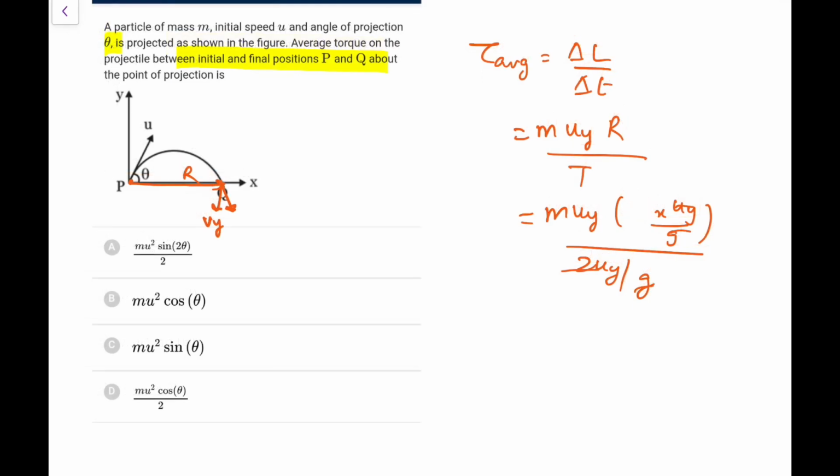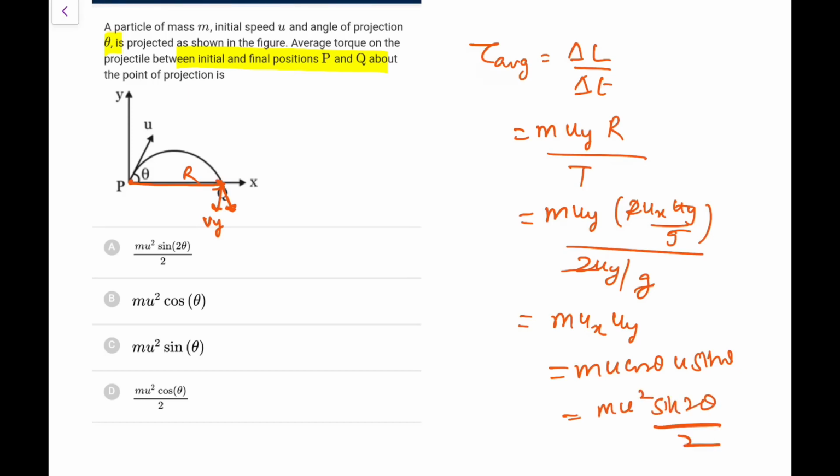Let me do it again. What we have is 2 Uy and g by g goes, so what you have is m ux Uy. So I can write it as m u cos theta u sin theta, which comes out as m u square cos theta sin theta. I can write that as sin 2 theta by 2. So going by the options, it would be option A you can go for.